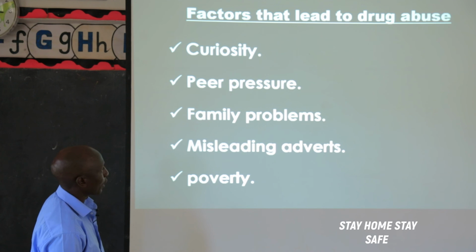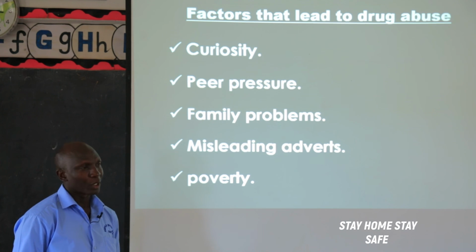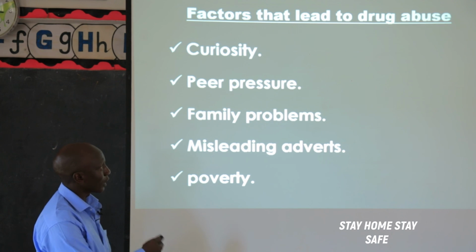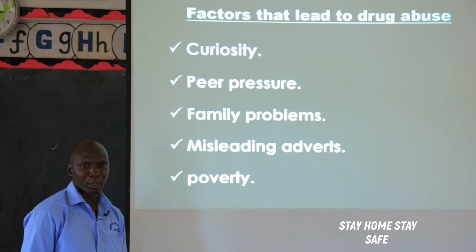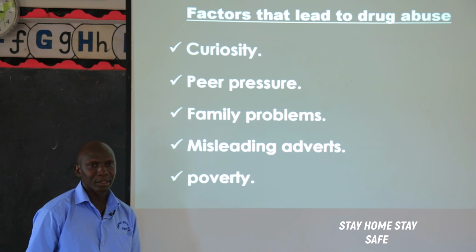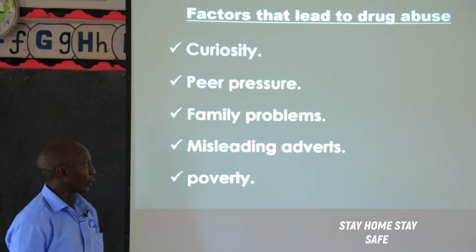Secondly, there's peer pressure. Have you seen that? I know you could have written this one here. So peer pressure, your friends can influence you into taking a certain kind of drug. And eventually, you start abusing the drug. Then the family problem. Some people have problems in their families. The problems are endless, and they resort to taking certain drugs. So eventually, it affects them in the long run.